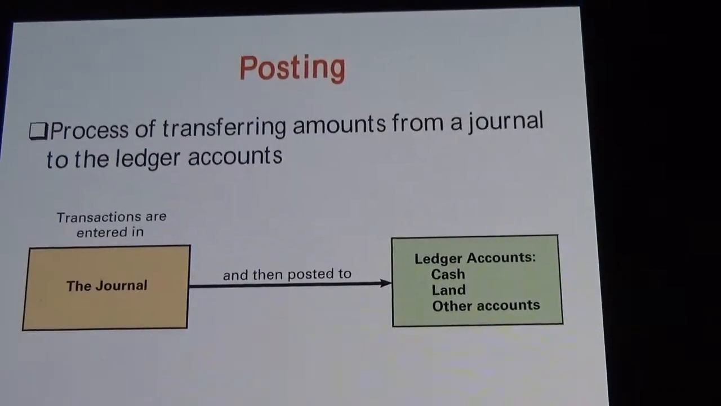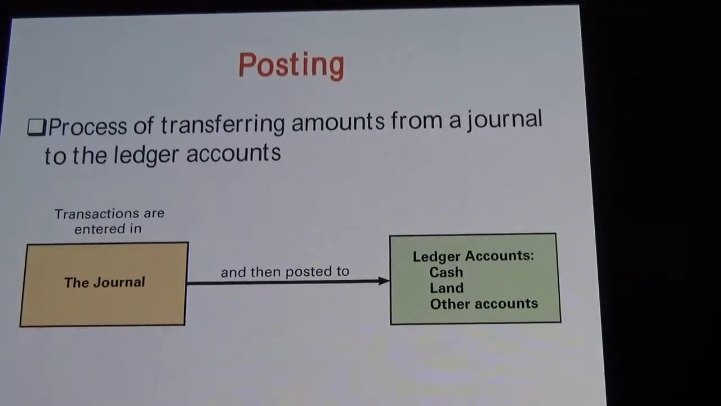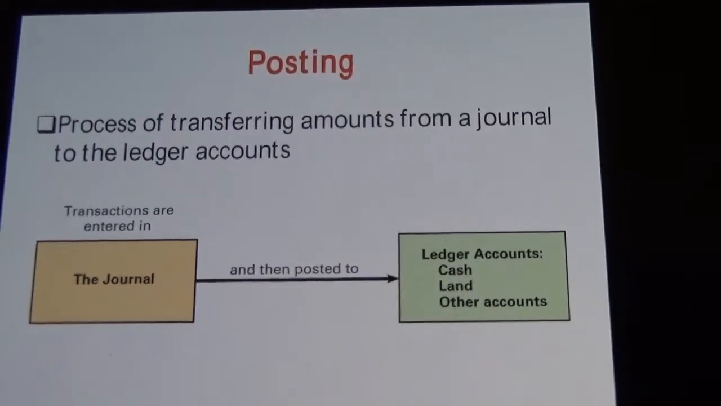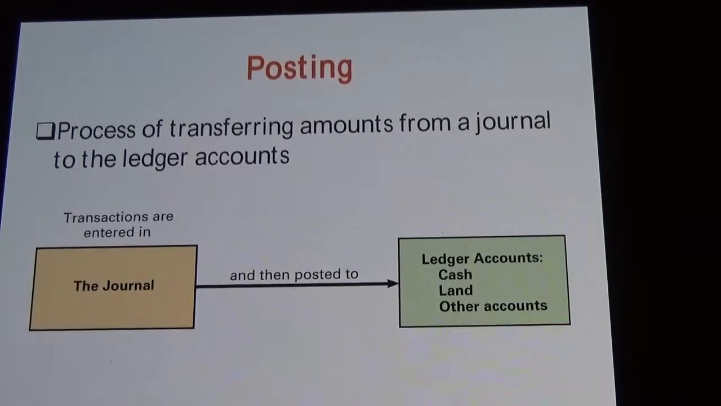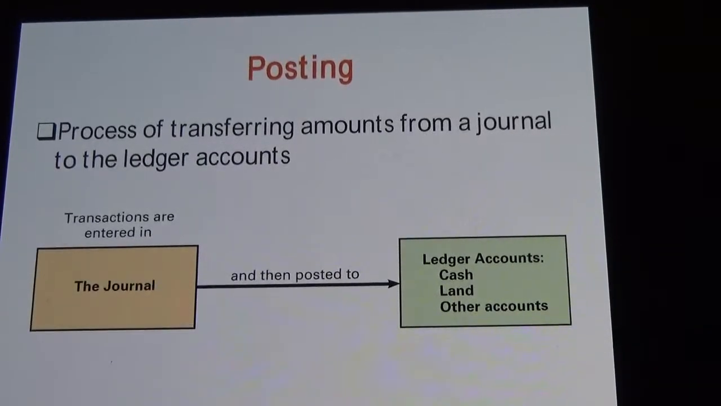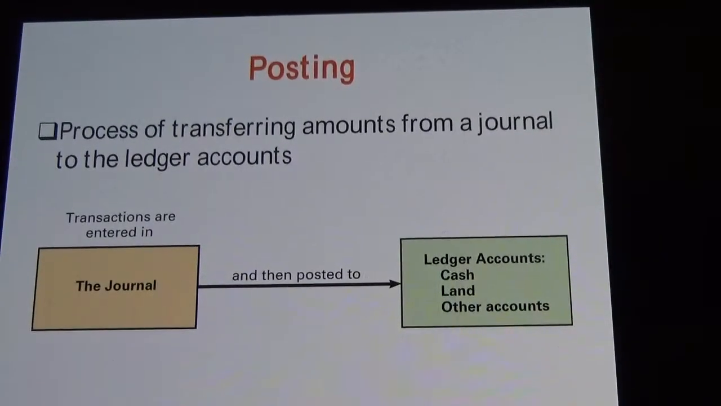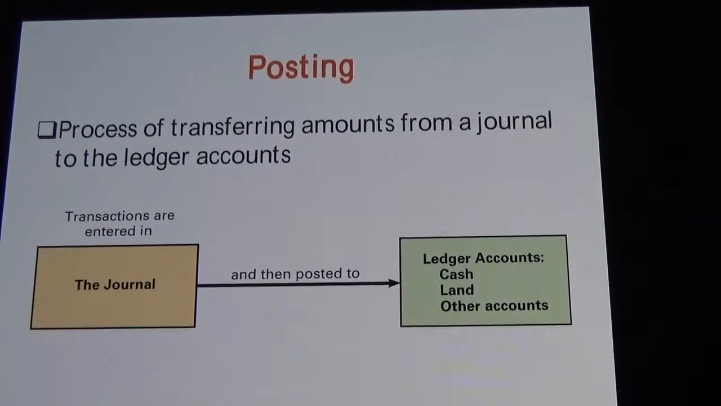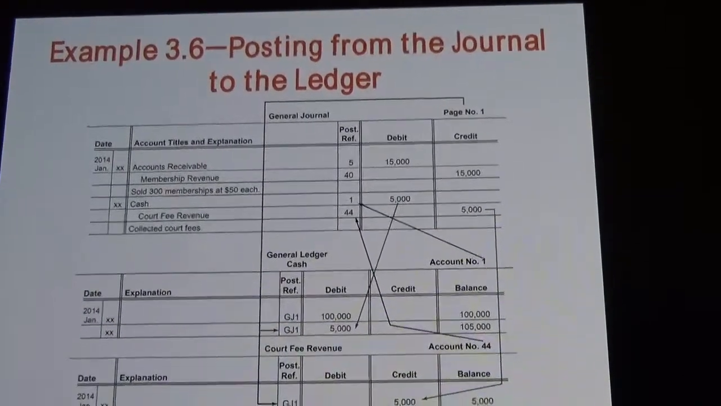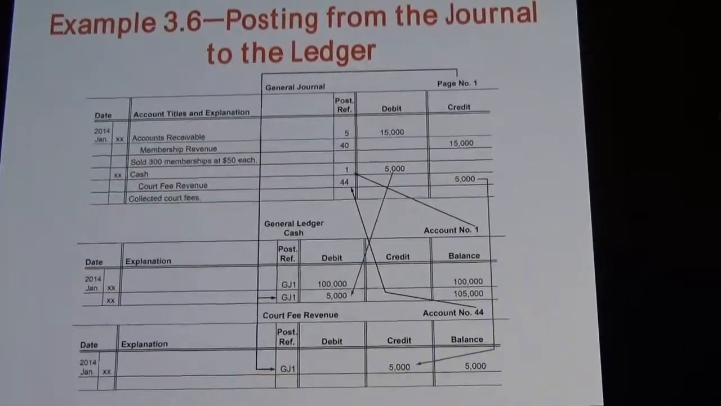And so the idea of posting the transactions from the journal to the ledger is basically to help us categorize or summarize the total effects on each individual account. So the journal gives us the entries in chronological order, and the ledger then gives us all of that summarized by the different accounts that were affected. Here's an example of what it looks like if we were using a manual system.